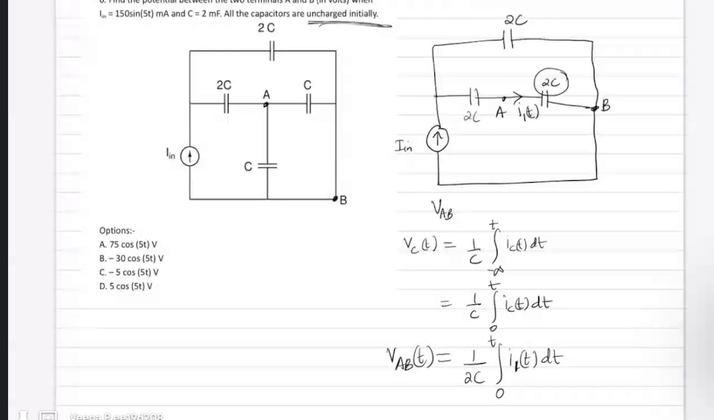So the answer is 2.5 into 1 minus cos 5t volts, which is not there in the option, but this is the answer. It is not minus 5 cos 5t. Your integration is from 0 to t. So this option is wrong. The answer is 2.5 into 1 minus cos t.